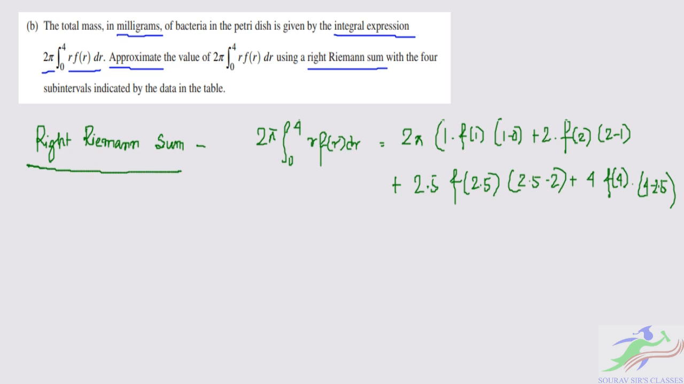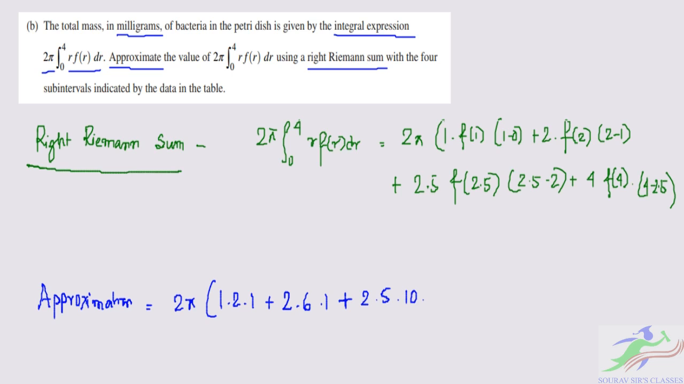So this is the right Riemann setup. Next we have to find the approximation. So this 2 pi is given as it is. Putting the values over here: 2.6.1 plus 2.2.5, multiplied by 10, multiplied by 0.5, plus 4.18 multiplied by 1.5, right?